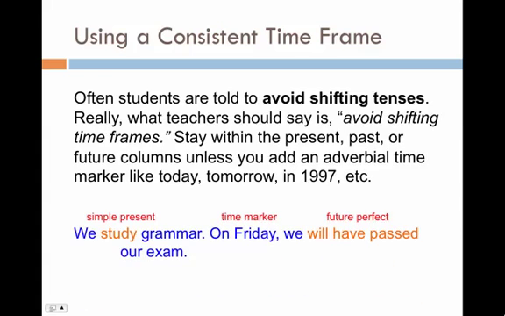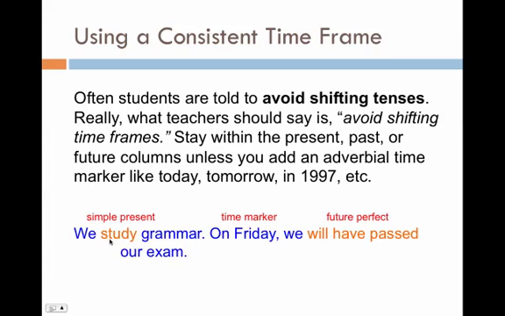Lots of times teachers say your verb tense is off. It might help to think of it more as time frame. Again, thinking back to our chart, stay within the present, past, or future columns unless you add an adverbial time marker that lets your readers know I'm shifting.